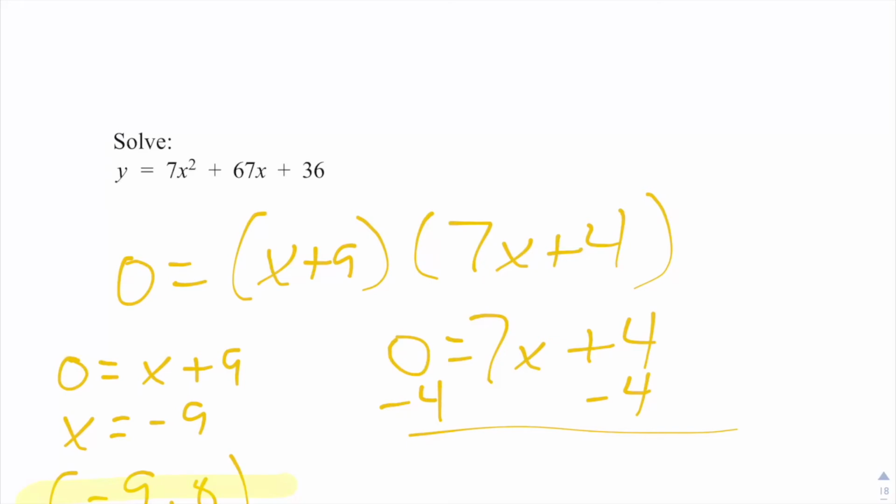When we subtract 4 from both sides, we get 7x equals negative 4. And then to solve for x, we divide both sides by 7. And that gives us x equals negative 4 sevenths. So our intercept here would be (-4/7, 0).